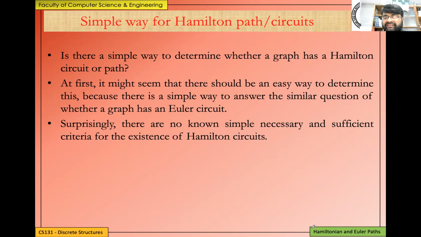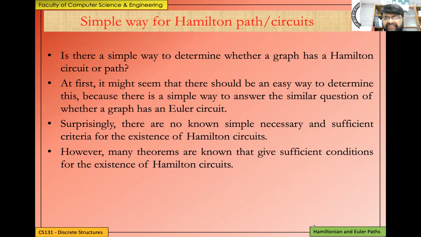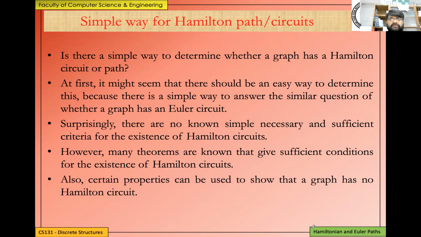So there are no simple, necessary and sufficient criteria. Necessary means those that must be met, and sufficient means that if they are met, we are sure that the Hamilton circuit must exist in the graph. And there are no such known, simple, necessary and sufficient criteria. However, there are many theorems that give sufficient conditions for the existence of Hamilton circuits. So if those conditions are met, we might say that the graph may contain Hamilton circuits, but finding the Hamilton circuit itself is not an easy thing.